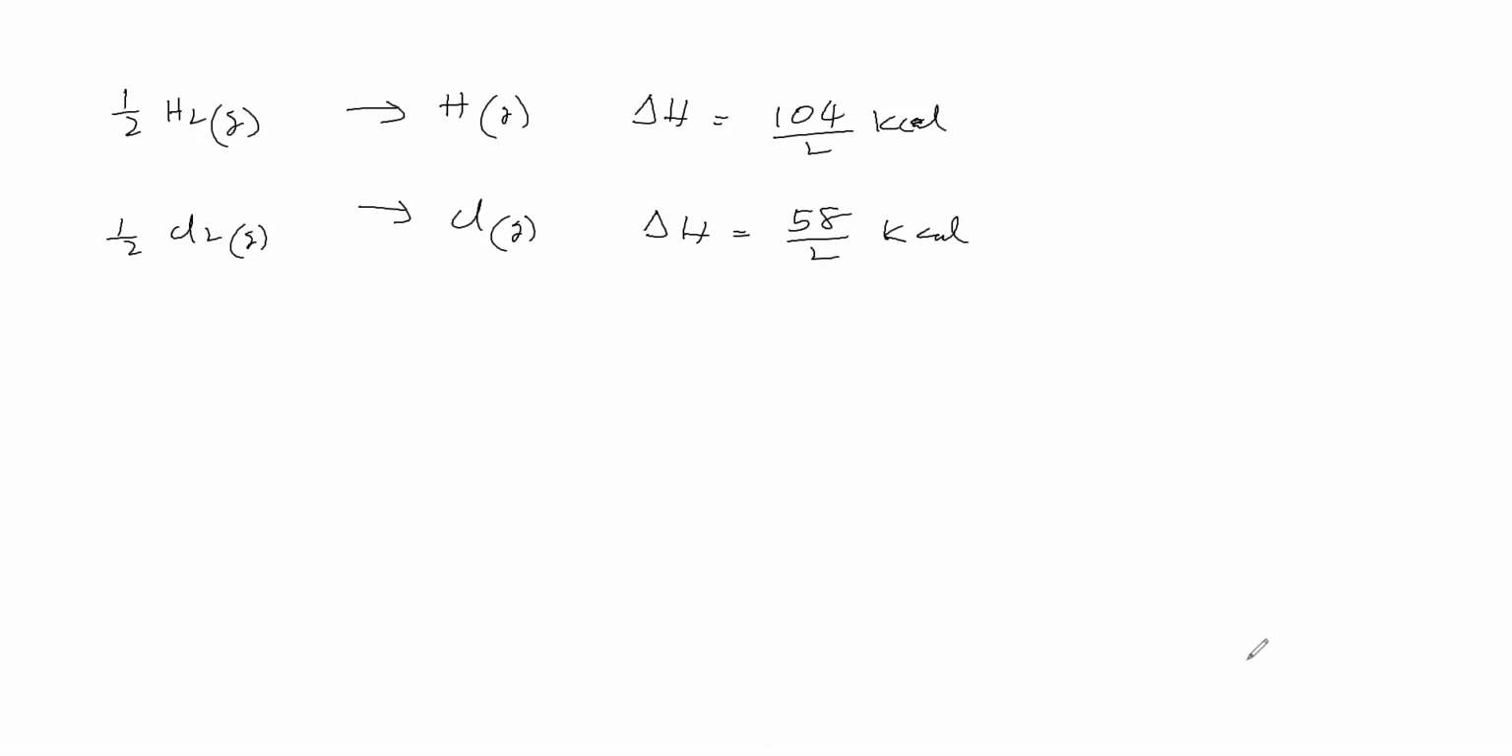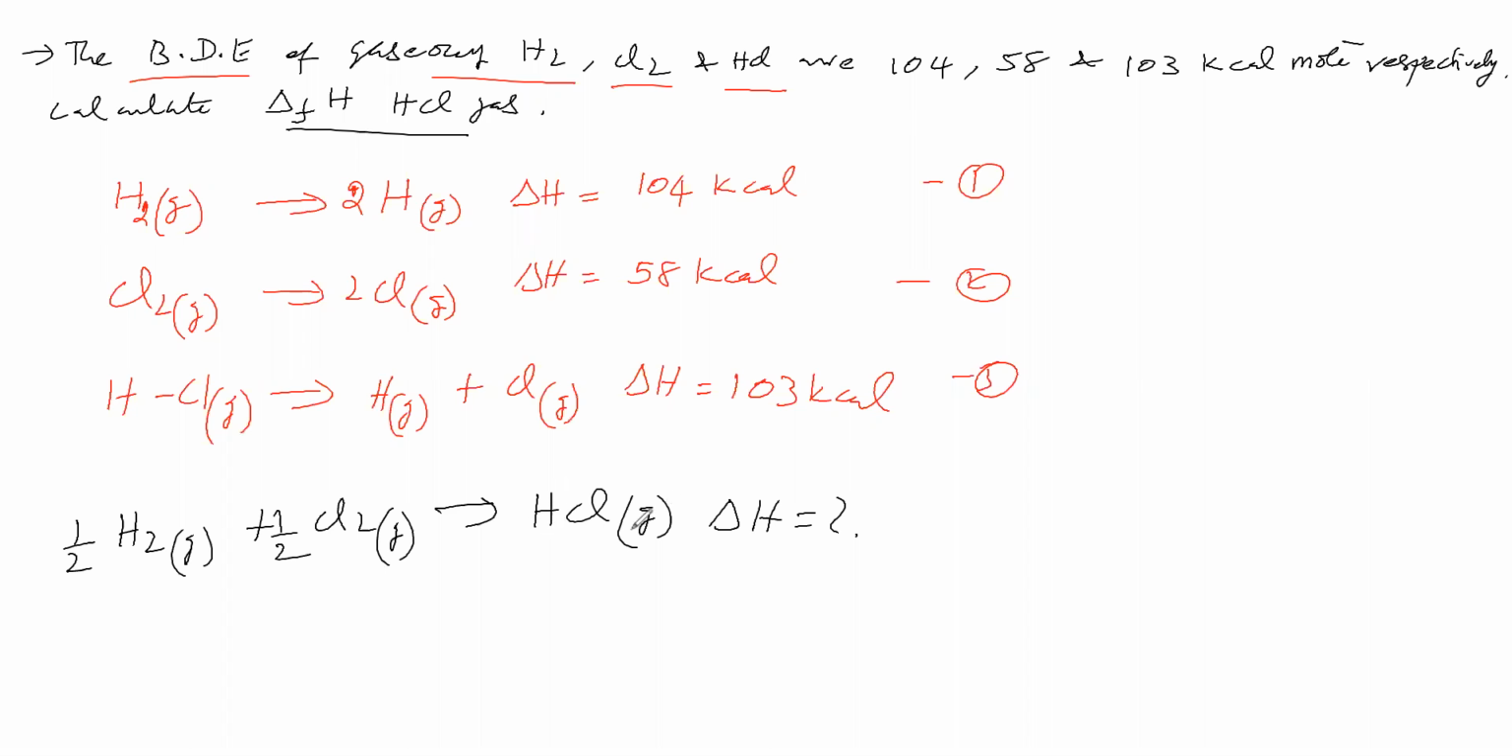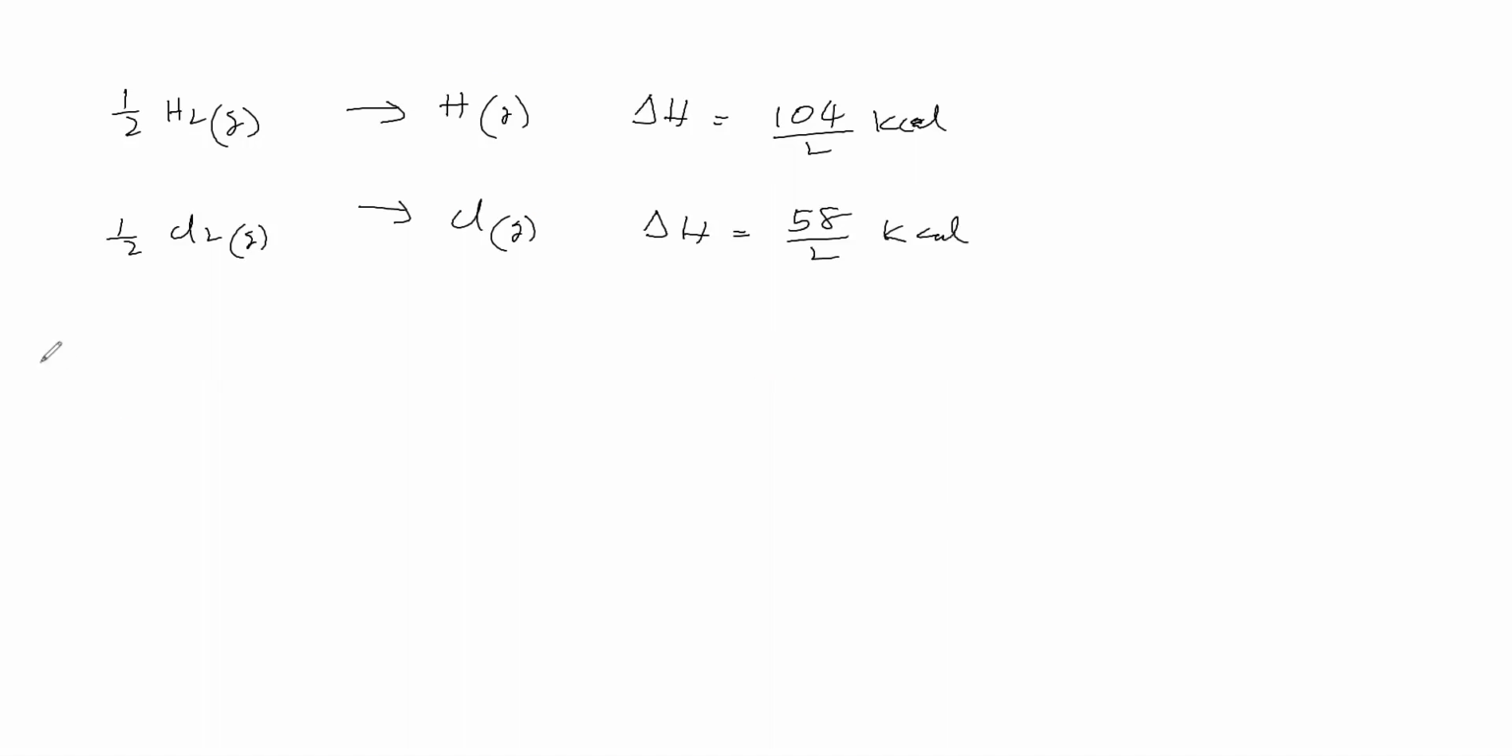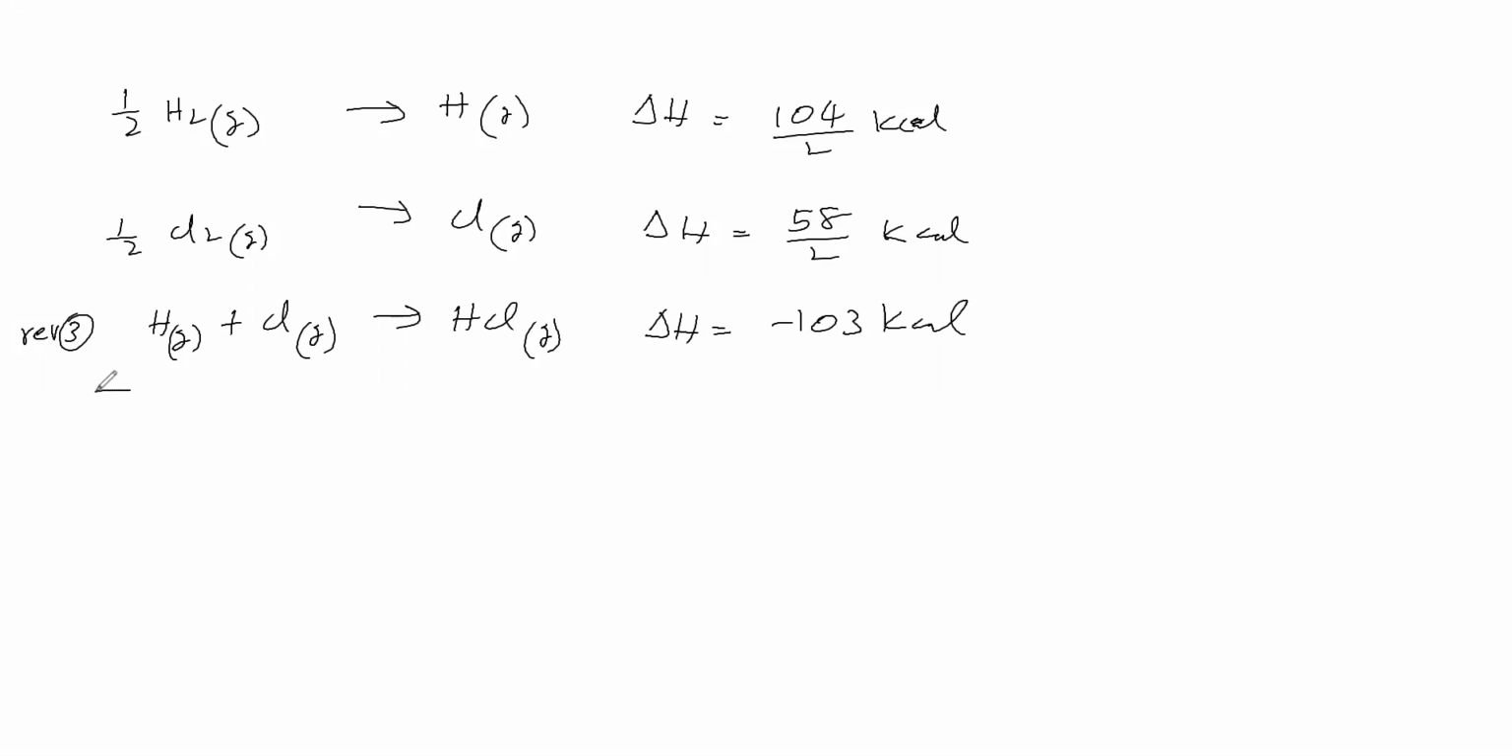Next, we want HCl gas on the right side. HCl gas is on the left side of equation 3, so we reverse equation 3. Therefore, hydrogen atom in the gaseous state and chlorine atom in the gaseous state give HCl in the gaseous state. For this, delta H is minus 103, because we are reversing. Now let us add all the equations and see whether we get the required equation or not.